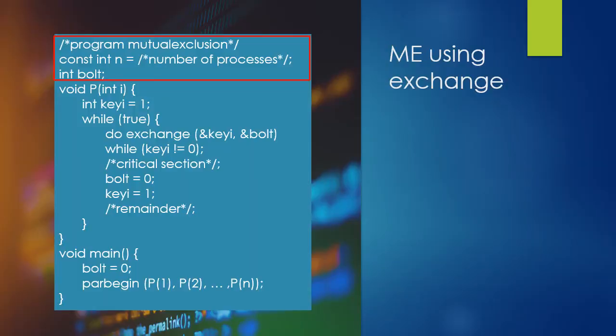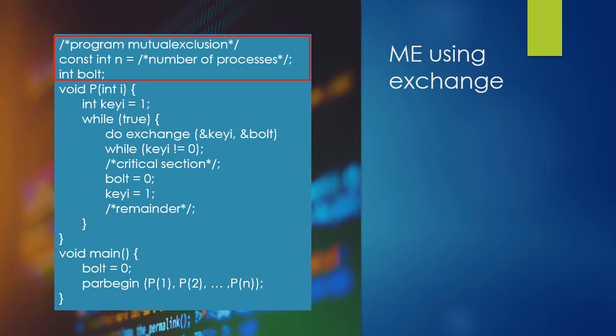Now I will examine the mutual exclusion code using exchange instruction. I am not using a snapshot of code from the book because there is a coding error in figure 5.2b. Please do not refer to it.